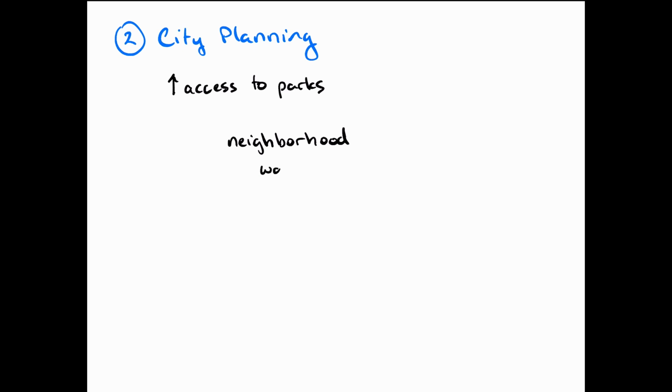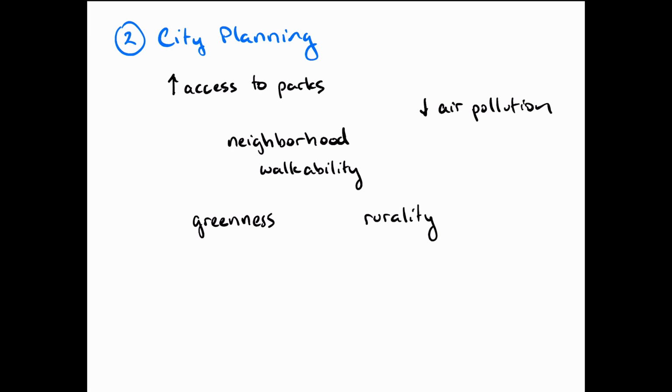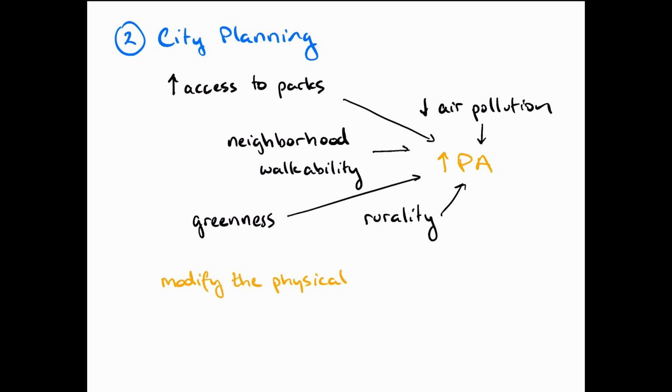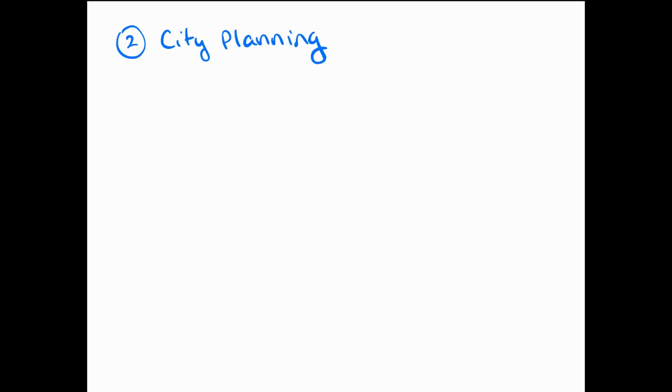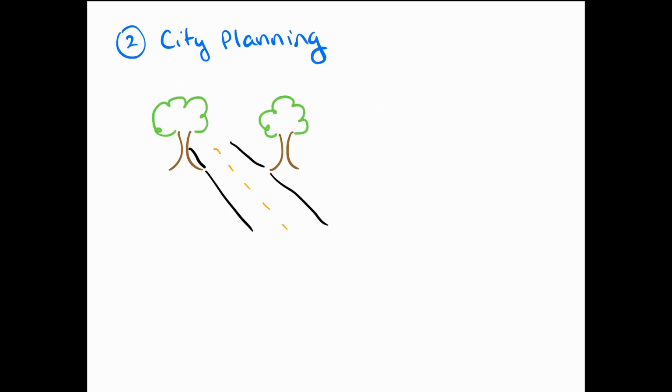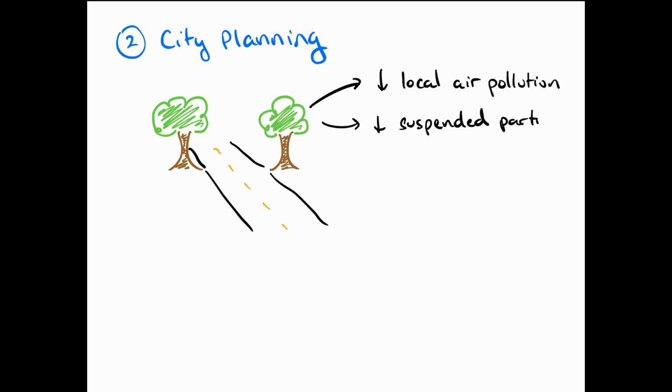So what are other environmental factors that affect someone's level of physical activity? This comes down to city planning, where an increased access to parks, improved neighborhood walkability and greenness, rurality, and decreased air pollution are all directly associated with an increase in physical activity. So modifying the attributes of the physical environment, namely the neighborhood walkability and the greenness of the neighborhood, may promote changes in physical activity. Studies have shown that increasing the roadside tree canopies can reduce air pollution and suspended particulate matter, reduce the ambient temperature, and improve the pavement longevity since they're less exposed to direct sunlight and heat.